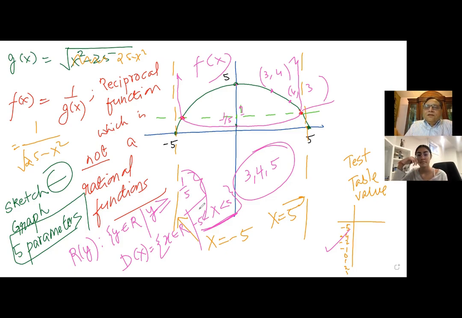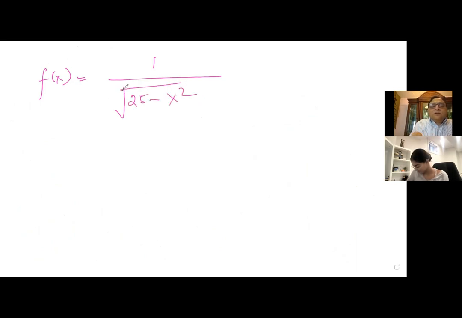Now, we'll end the class with this beautiful question, which is f of x equal to, I'm using the same function. Do you see that beauty? f of x is 1 over the square root of 25 minus x squared, minus 1. How will you sketch the reciprocal of this graph? You have to sketch this graph.